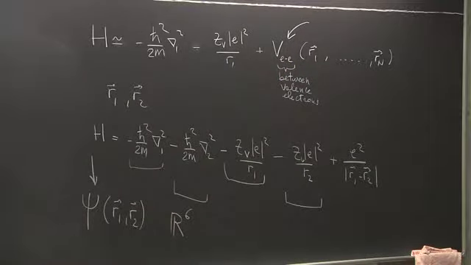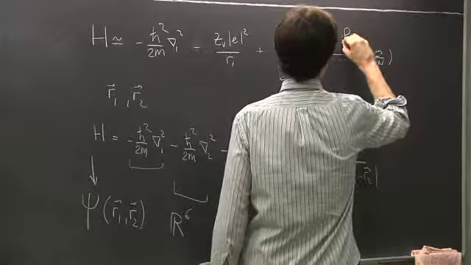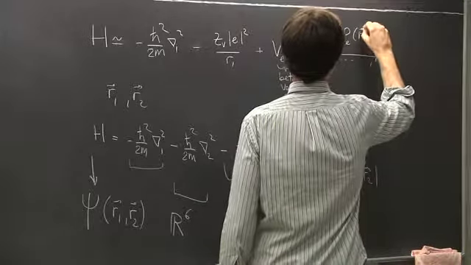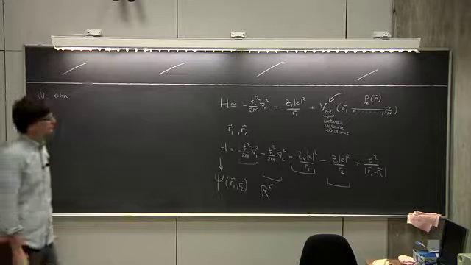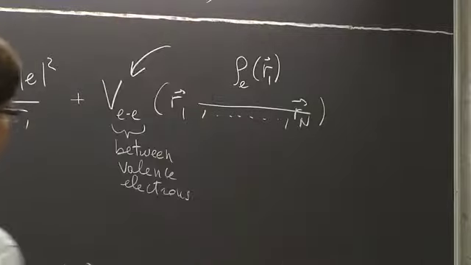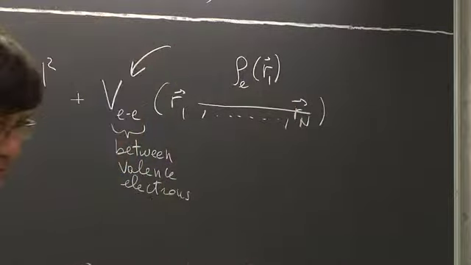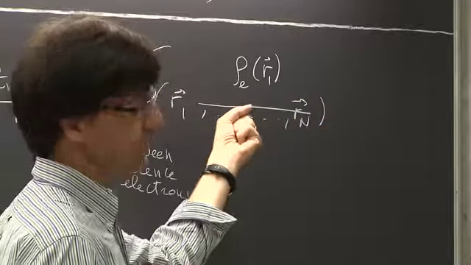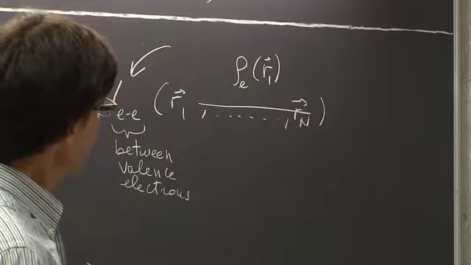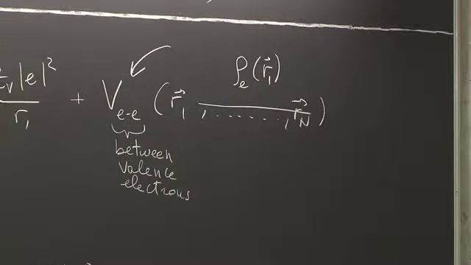The theorem states the following. You can remove all this and replace it with the total charge density of the electrons at point R1, sorry, R1, because that's the position of the particle. So in other words, you can express exactly this potential, which is in principle a function of all the other electrons, in an effective way by replacing all the other positions with the electronic density at the point where your particle is.